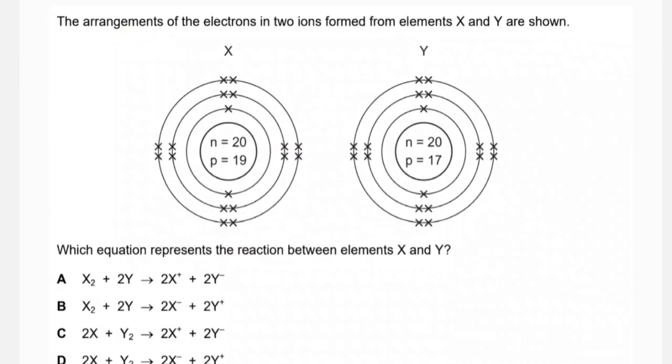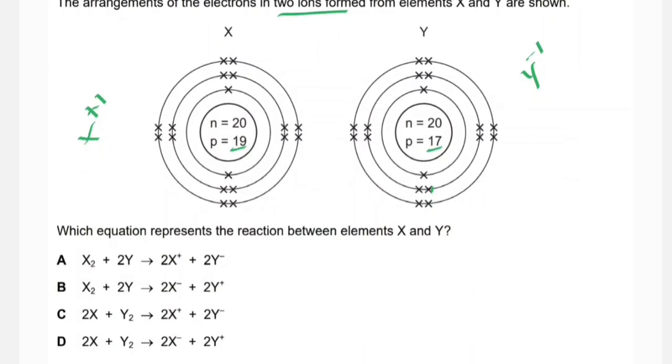The arrangement of the electrons in two ions formed from elements X and Y. So these are two ions, not elements, right? So it has 2,8,8. This is also 2,8,8, right? If it is 2,8,8 but it has a proton number 19, that means it lost one electron. So this is X plus 1. And this has 17 protons, meaning it gained one electron. So this should be Y minus 1.